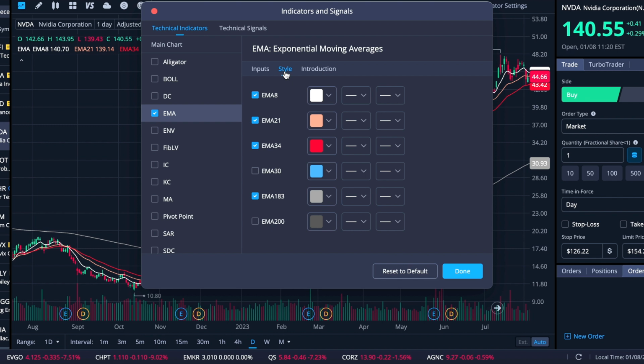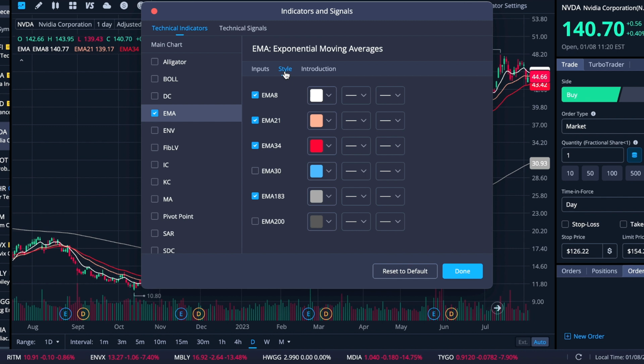Now here's where I select which ones to turn on, turn off. I think the 200 and the 30 are just auto-populated by them, and so that's why they're there. They aren't there because I actually use them. So my 8, 21, and 34 are my short-term EMAs. This is the exponential moving average of the stock price over short periods of time. So 8 trading days, 21 trading days, and 34 trading days.